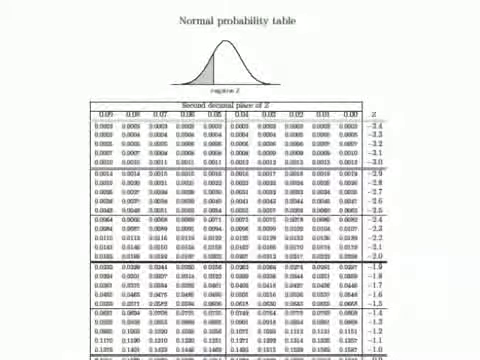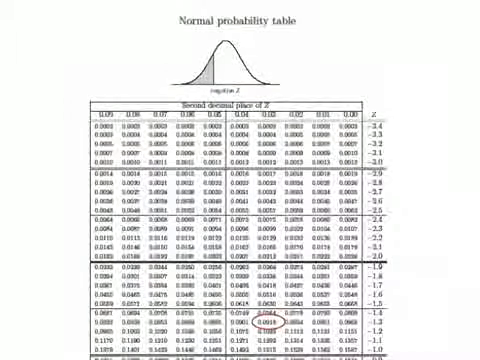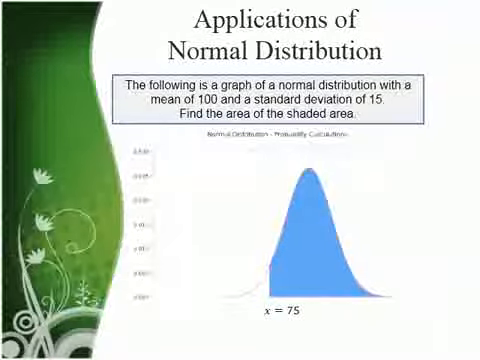So here I am at my table with the negative z-scores, and I want to find negative 1.33. So I go down to my negative 1.3 row, over to my 0.03 column, and it looks like I'm at 0.0918. So that means the area to the left of 80 on my normal distribution with a mean of 100 and a standard deviation of 15 is 0.0918. Alright, let's take a look at another example.